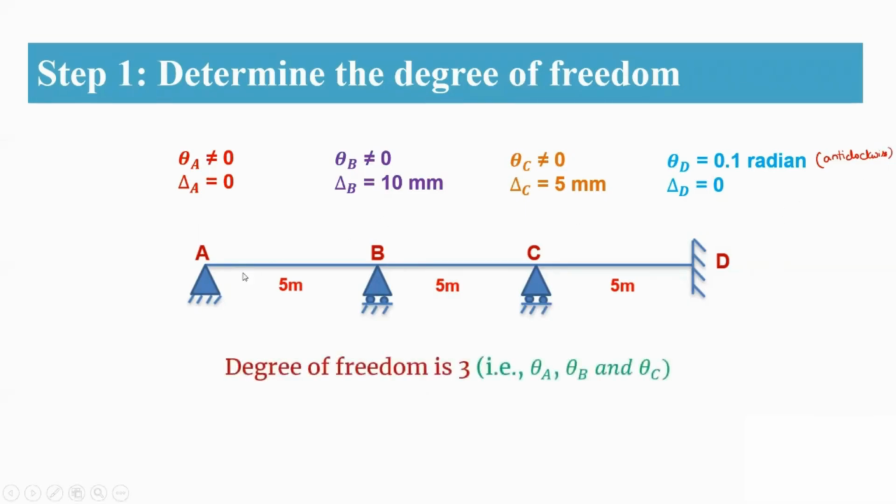EI is constant for the entire beam. Now the degree of freedom is 3, that is theta A, theta B, and theta C. These are the 3 unknowns we are going to find in this problem. So this is the first step. Now coming to your second step.